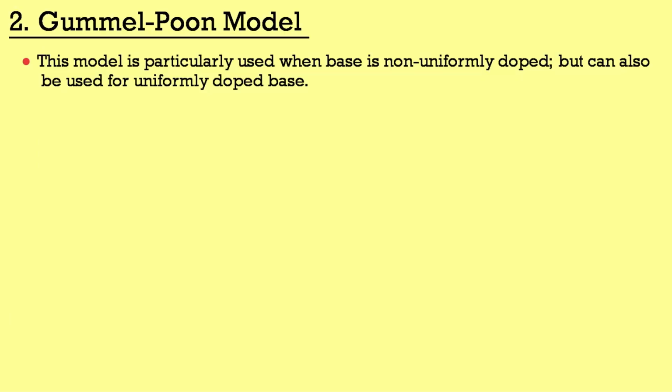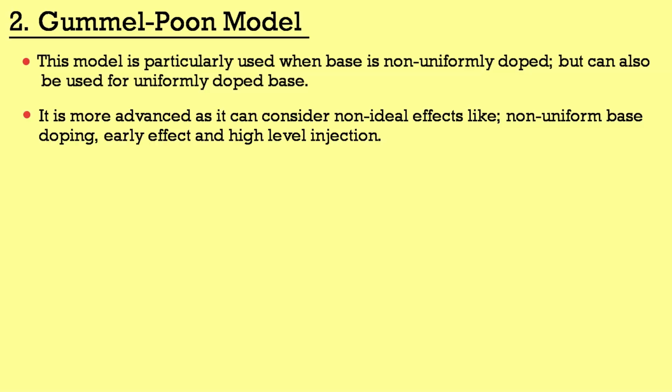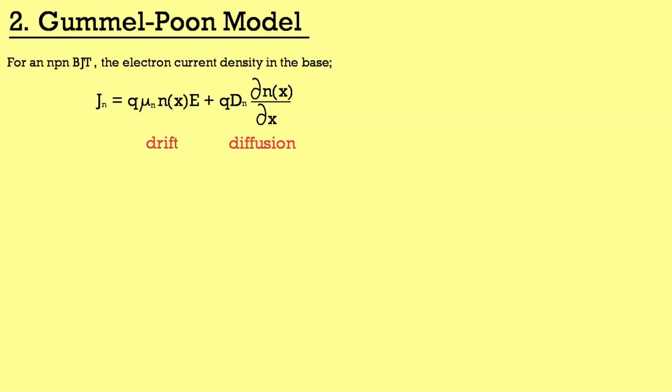Now we come to our next model, which is the Gummel-Poon model. This model is particularly used when the base is non-uniformly doped. It is more advanced as it considers more phenomena like non-uniform base doping, and can also consider the Early effect and high-level injections. Considering a BJT in non-equilibrium conditions, the majority carrier current density in the base will be equal to the sum of diffusion and drift current density.